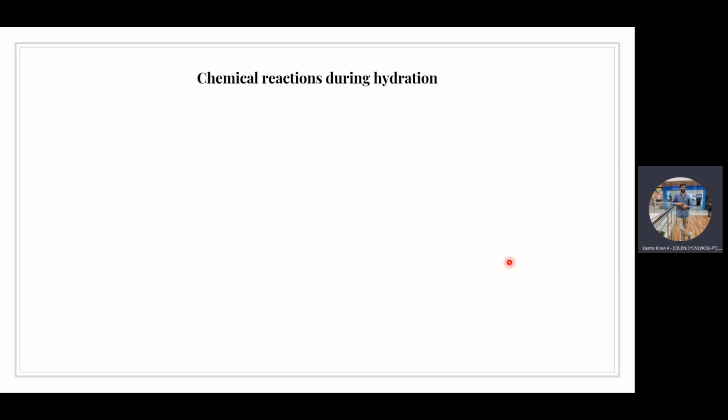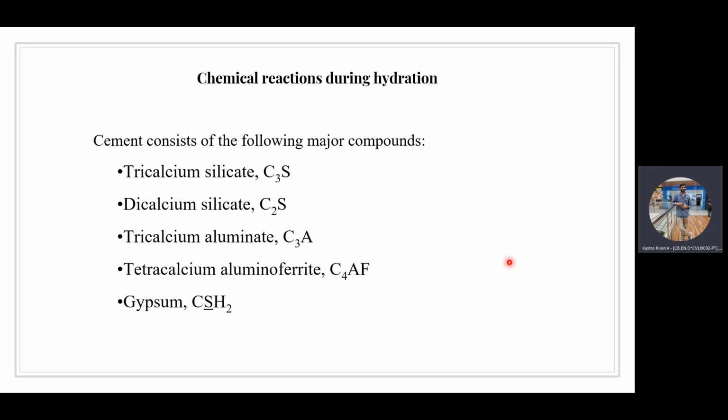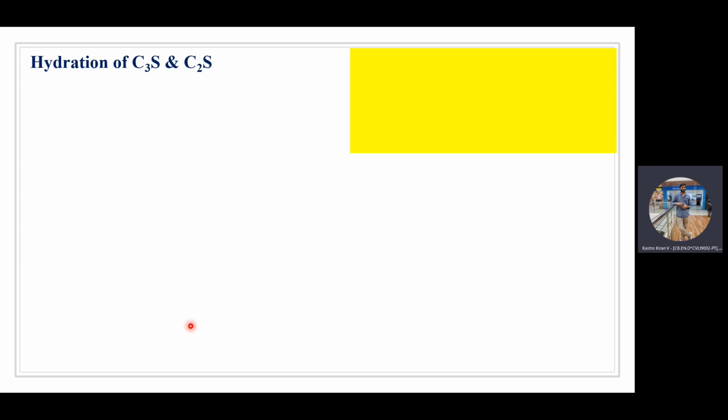Now let's understand the chemical reactions during the hydration process. What are the chemical reactions that are going to happen? Cement basically consists of the following major compounds: C3S, C2S, C3A, and C4AF. We know these are the Bogue's compounds. Along with the Bogue's compounds, we also have the gypsum, which is represented as CS̄H2. These five are the major compounds which are going to be involved in the chemical reactions of the hydration process. Now let's understand how these reactions will happen.